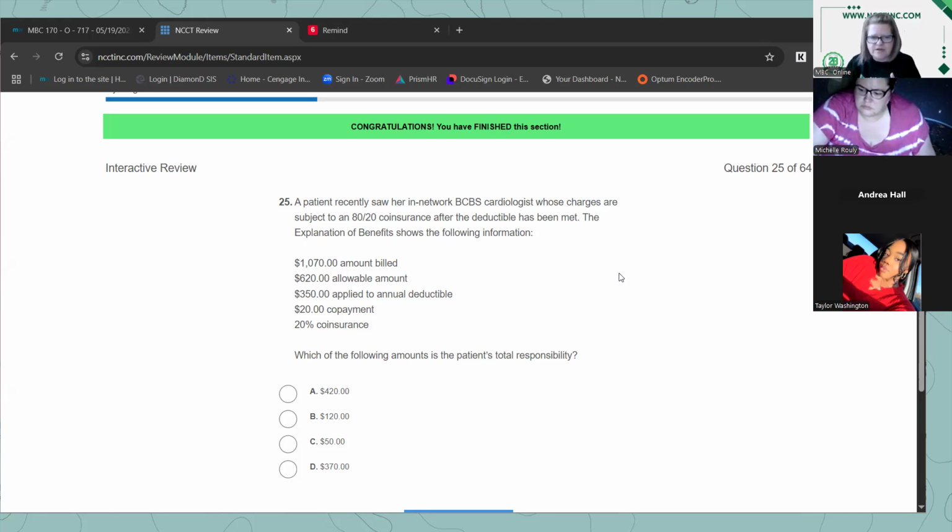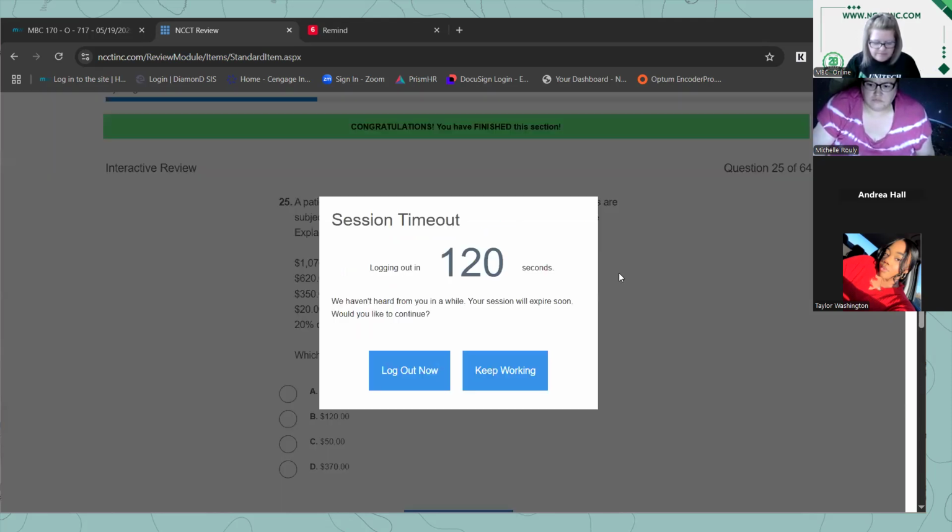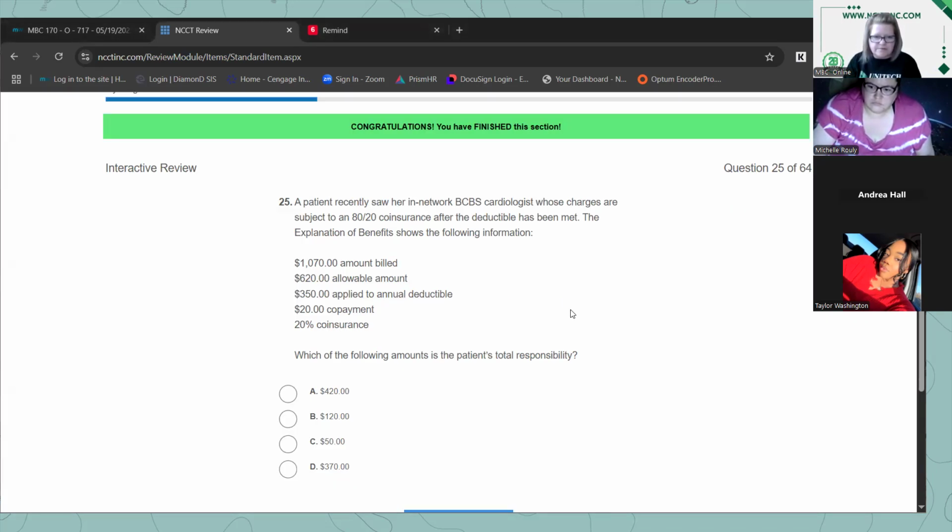Now, in my way of thinking, this should be 620 minus the 370, and then we're going to figure out what 20% of that would be and add it to our 370. Right? Breaking out my calculator.